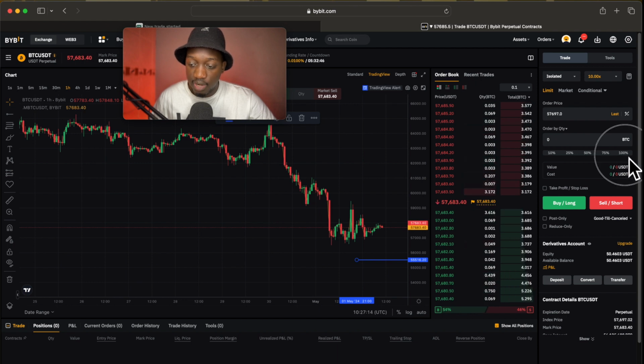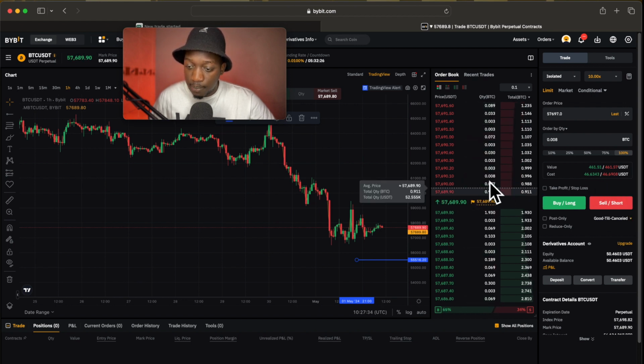I can just click 100% like this, and you can see the value of this long position right here is going to be 461 USD, and it's going to cost me 46 USD to enter this position. So you can see my entry price right here. I'll enter a position at the price of 57,970.